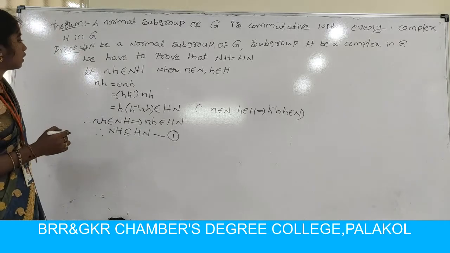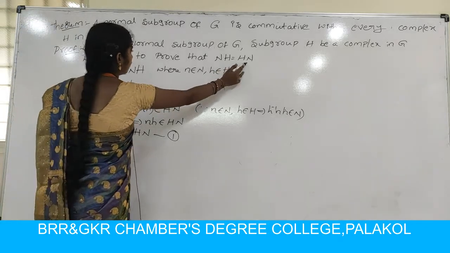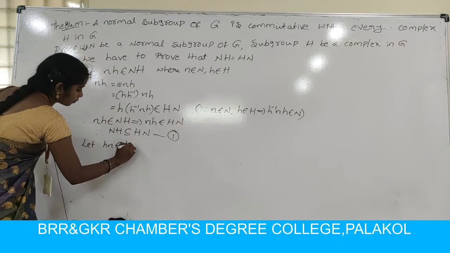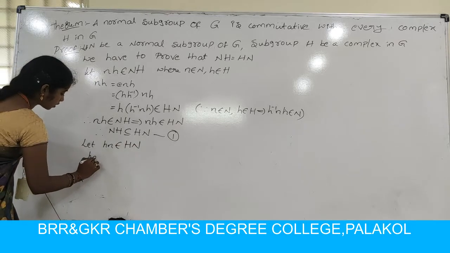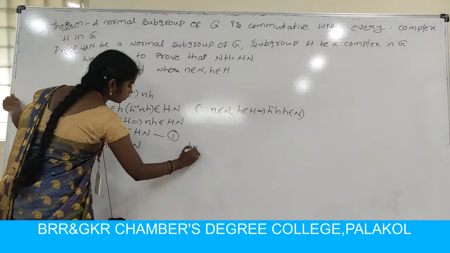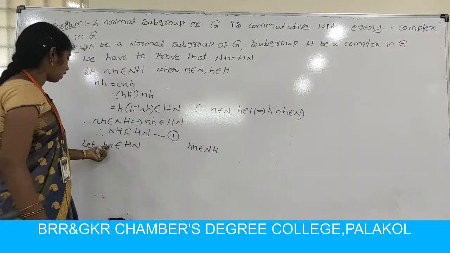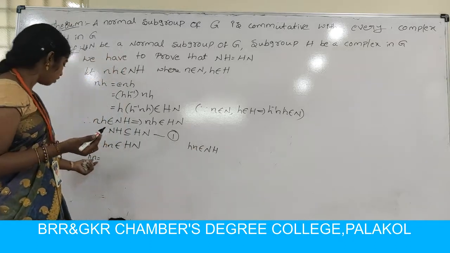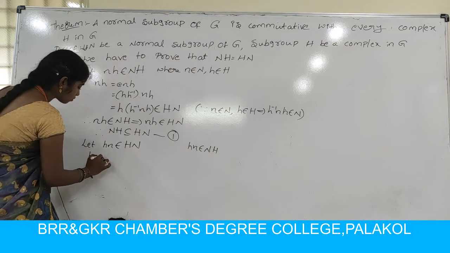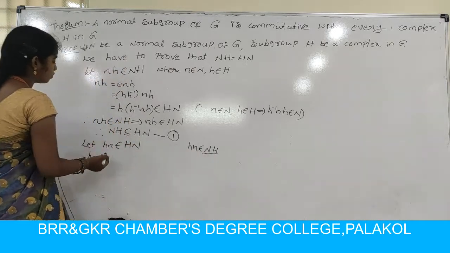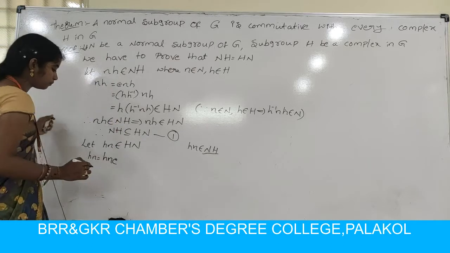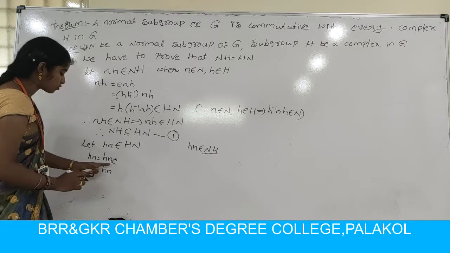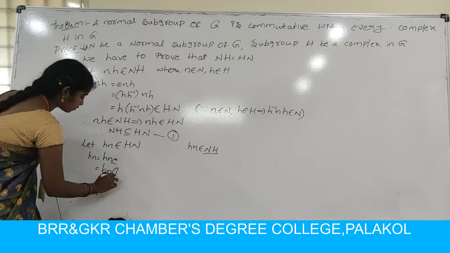Now consider next hn. Next let small hn belong to capital HN. We have to show that hn belongs to NH. So hn can be written as hn into e, and e can be written, as you already know, as h inverse into h.